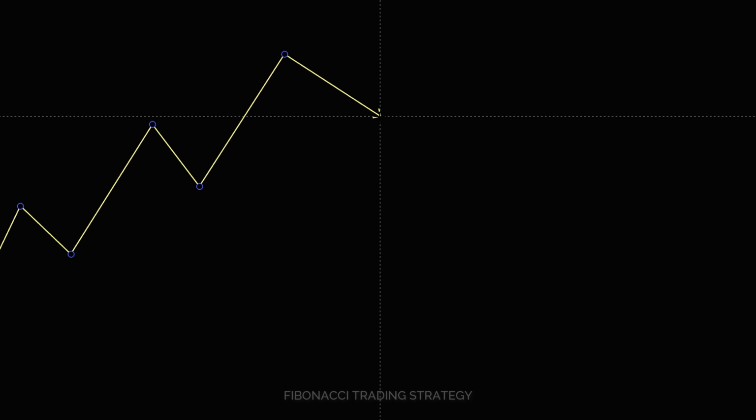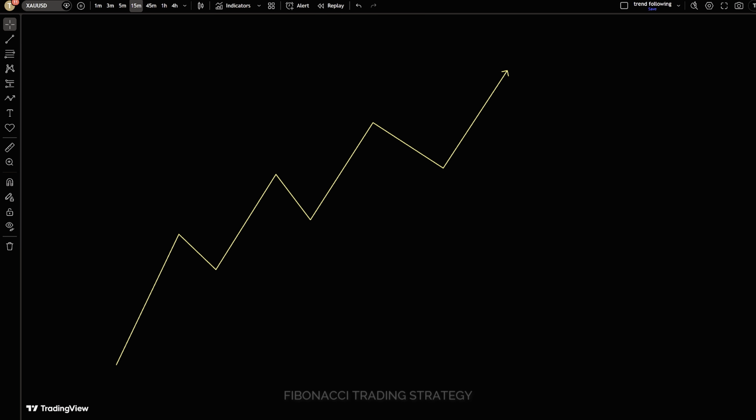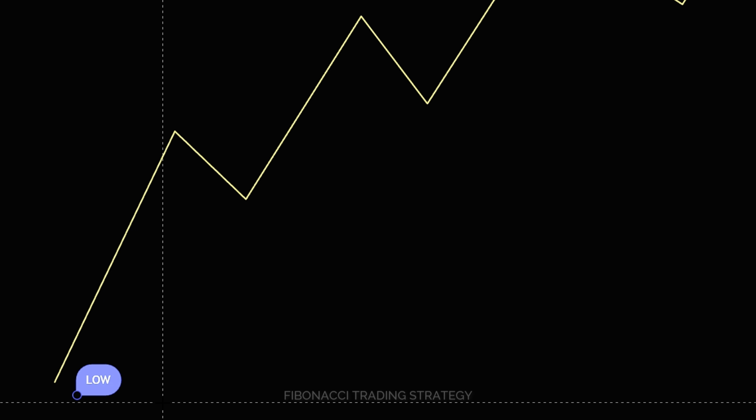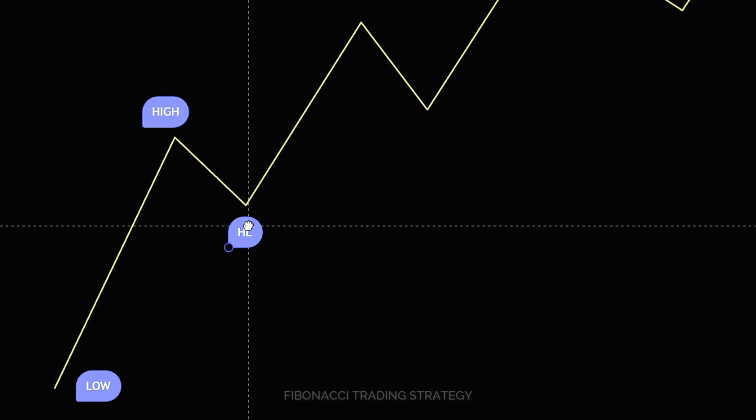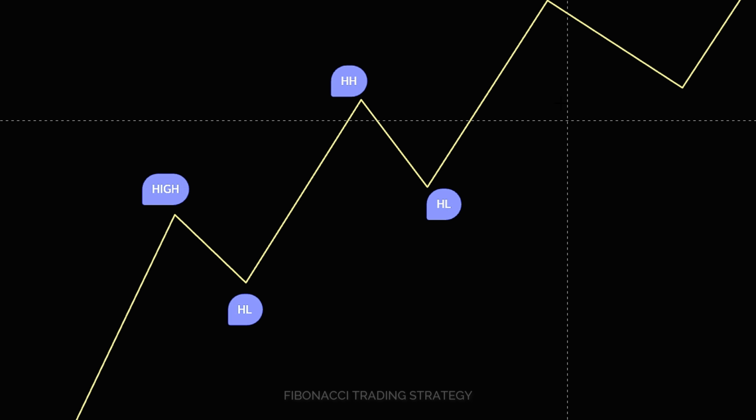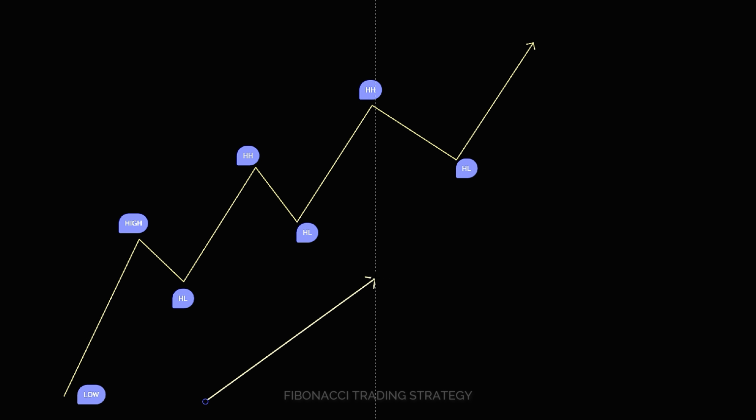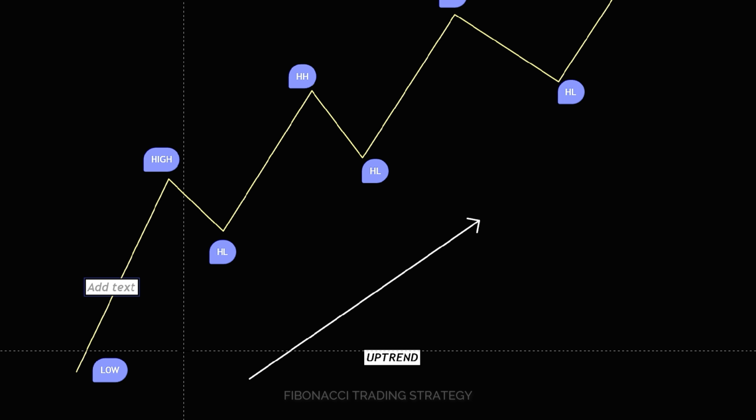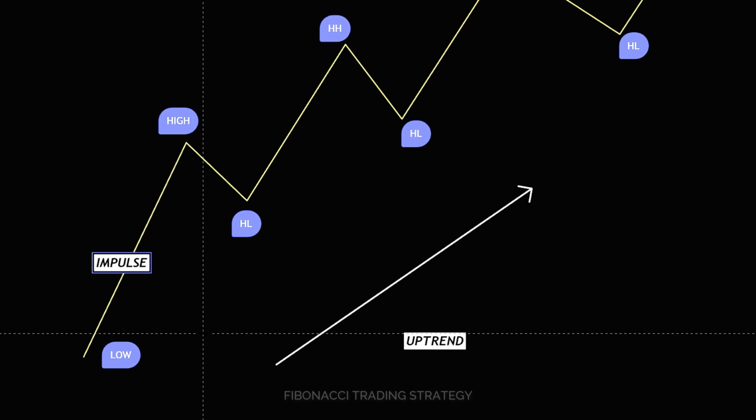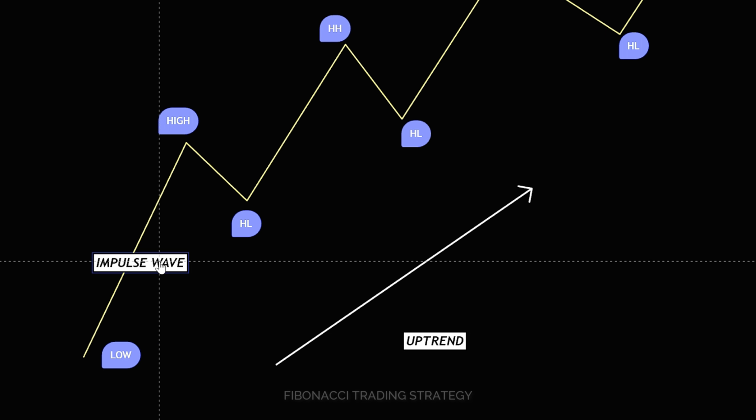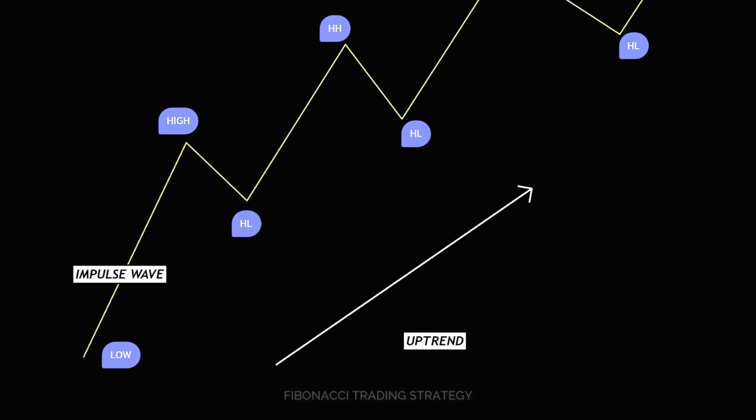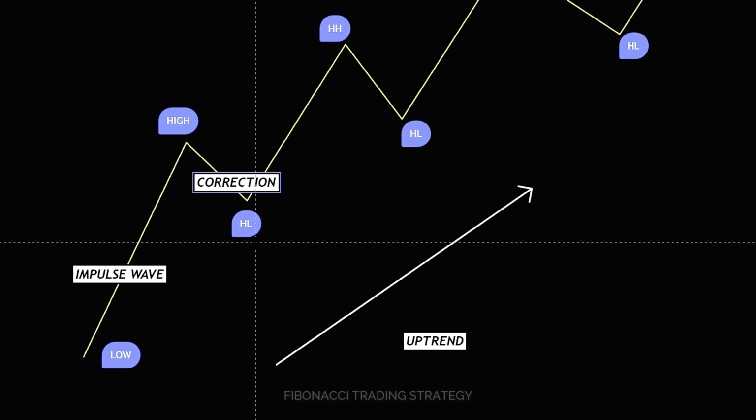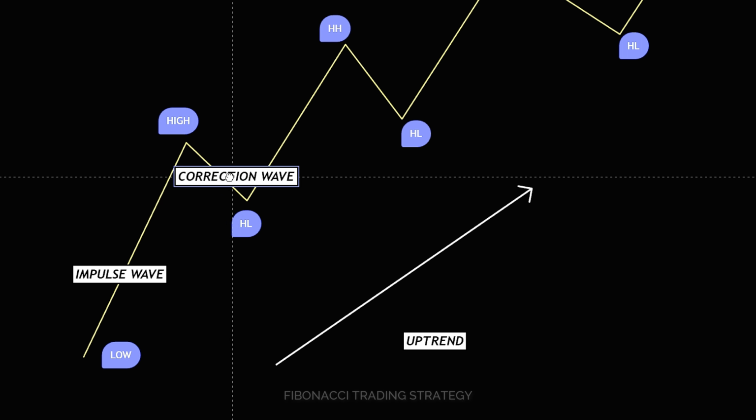When you look at an uptrend, price doesn't move in straight lines. It moves in waves. You'll see a low, then a high, then a higher low, then a higher high, and the process repeats. Inside every trend, there are two different types of moves. The first one is the impulse wave. That's the move that pushes the trend forward. It's where momentum is strongest. The second is the correction wave. That's the pullback, the temporary move against the trend.